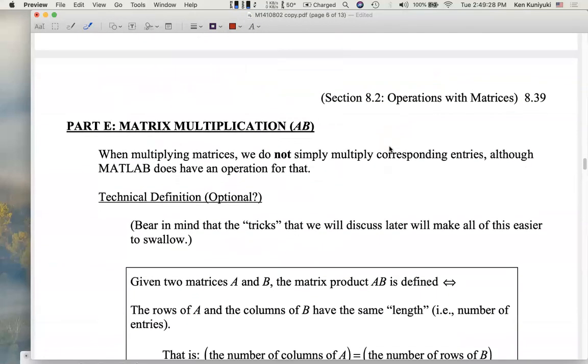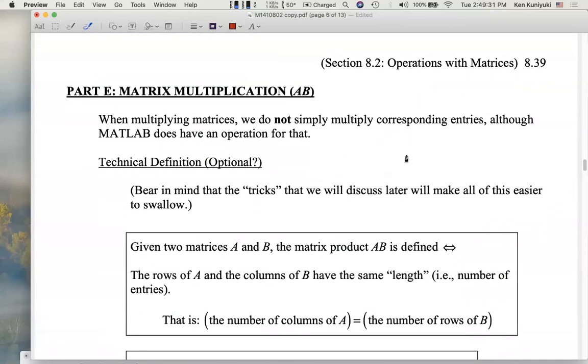So now we can multiply matrices. And you might think, well, why not do what we did with matrix addition and just add corresponding entries, why don't we multiply corresponding entries for matrix multiplication? Well, MATLAB does have an operation for that, component-wise multiplication, but matrix multiplication is different. And it actually corresponds basically to linear transformations in linear algebra, Math 254.